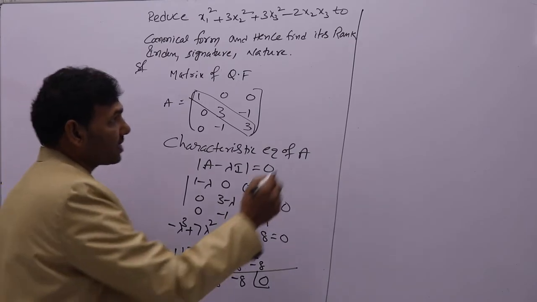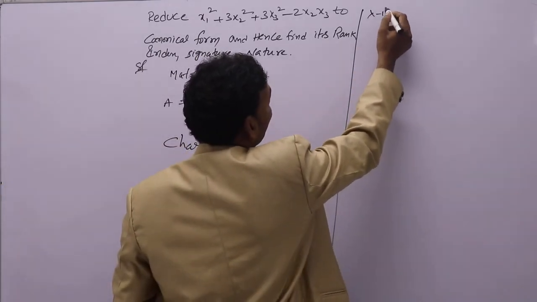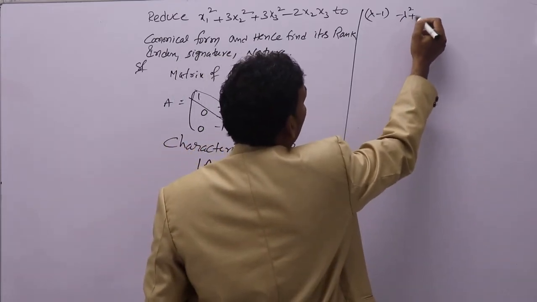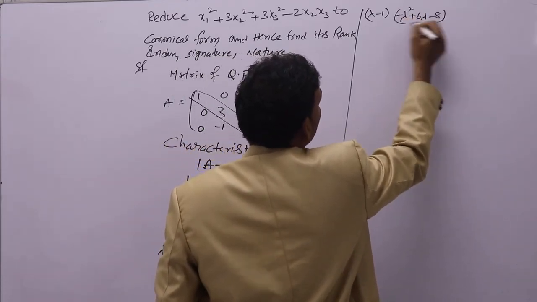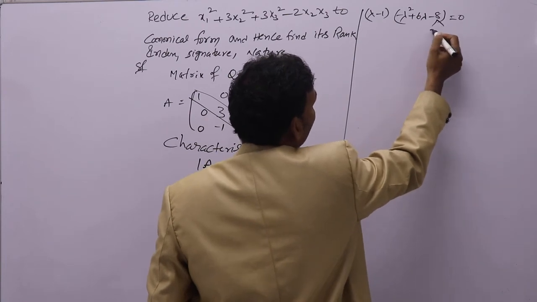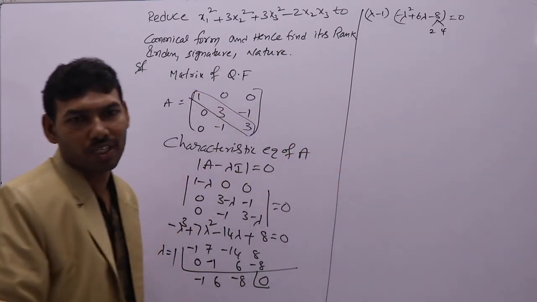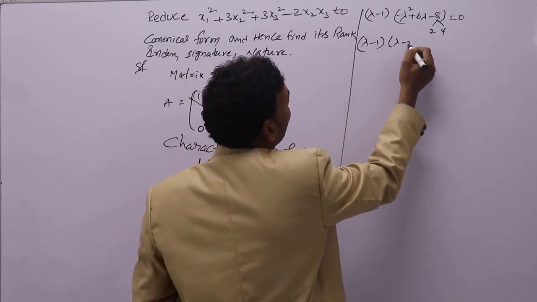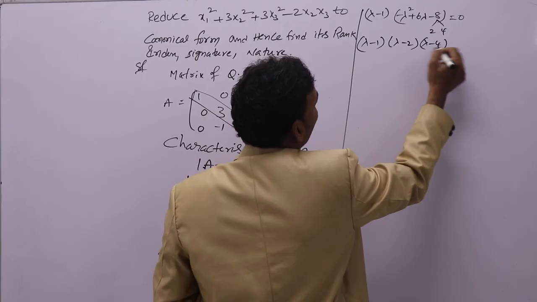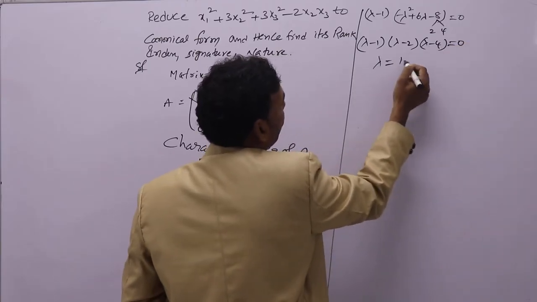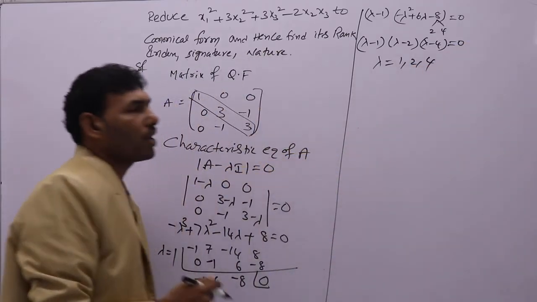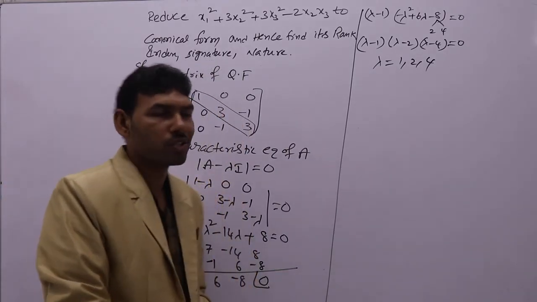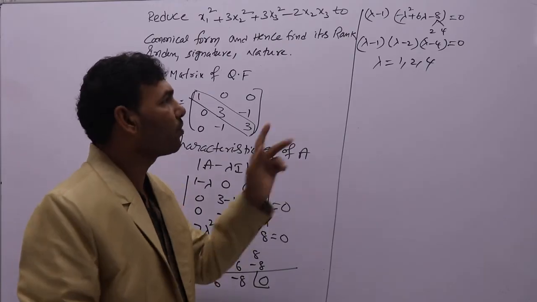Now, the factors will be like this. Lambda minus 1 times minus lambda square plus 6 lambda minus 8. So for 8, factors 2 4s are 8, 4 plus 2 is 6. That's why the factors are lambda minus 1, lambda minus 2, lambda minus 4 equal to 0. Therefore eigenvalues are 1, 2, 4. I said how to find eigenvalues using calculator in the previous problem also. If you want, you can use calculator to get 1, 2, 4.